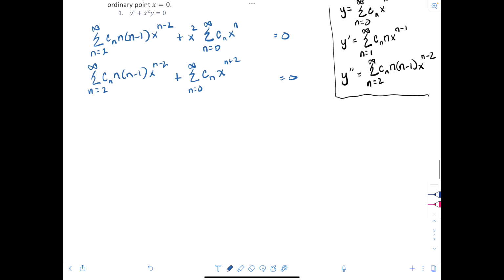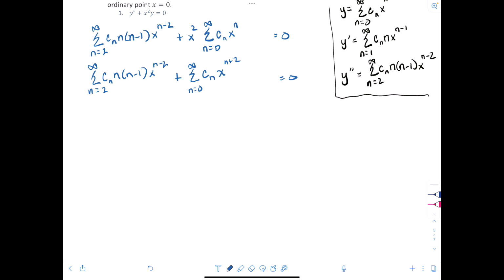Now, if you take a look at what we have going on here, if I plugged in n equals 2 to this first summation, x would be raised to the 0 power. Now, if I plug in n equals 0 to the second summation, x would be raised to the second power. So what I'm probably going to have to do is pull out a couple terms from that first one, okay?